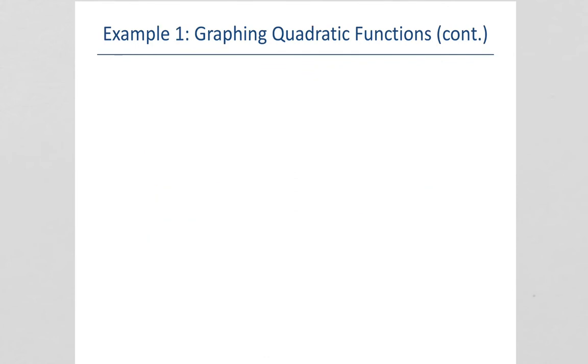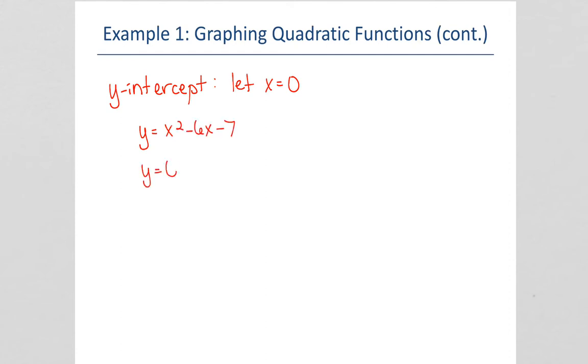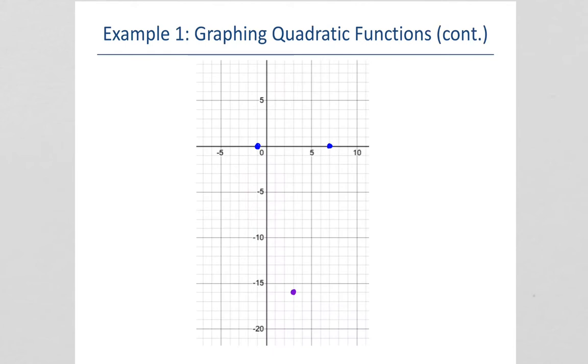And then last, let's find the y-intercept. And where a graph crosses the y-axis, x is always 0. So in our equation, we're going to let x be 0. Plug in 0 for x. This gets us -7. So the y-intercept is 0, -7.